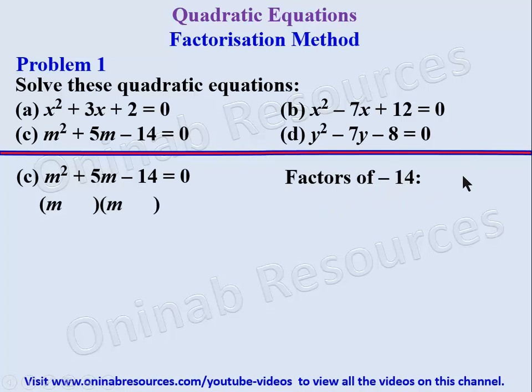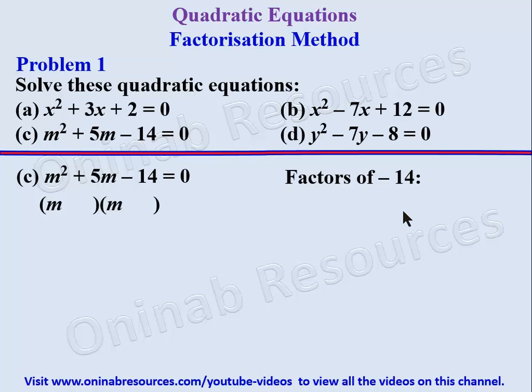That is, the larger factor must be positive, so that when you subtract them, you get positive 5. So we can go for 14 and 1. We can quickly go for 2 and 7. Yeah, 2 and 7, where 7 will be positive and 2 will be negative.